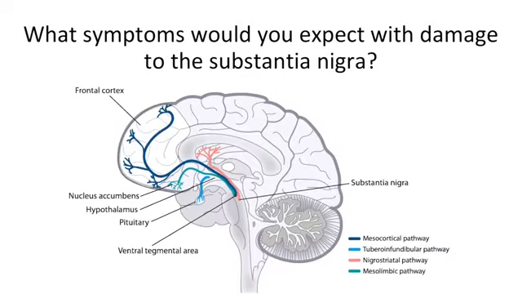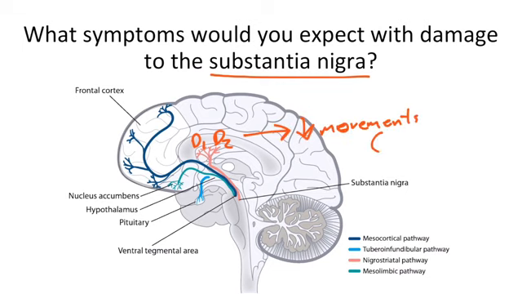So now let's do a question to apply this. What symptoms would you expect with damage to the substantia nigra? Okay, with damage to the substantia nigra, there would be loss of stimulation of the D1 and D2 receptors. Therefore, there will be less excitement of the basal ganglia and the motor cortex. So the patient will present with decreased movement, or specifically, slow movement.